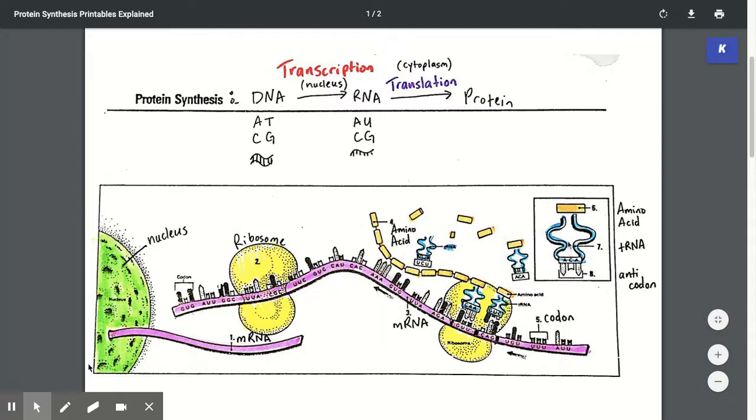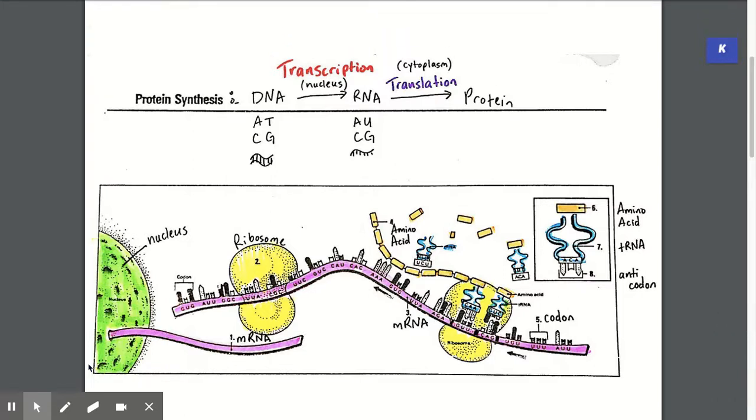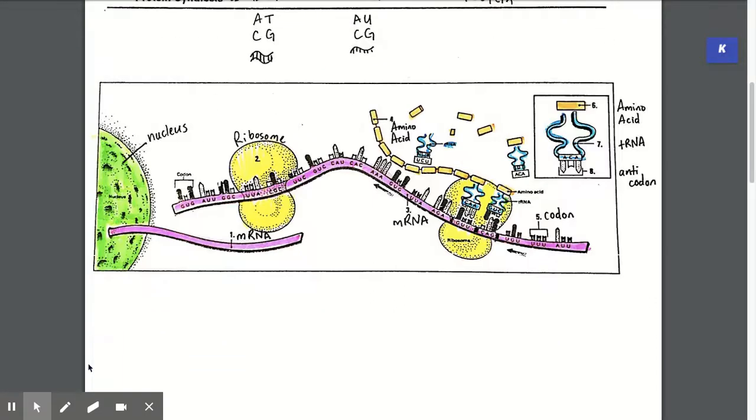The tRNA is here. And on the mRNA, there are these little groups of 3, and these little groups of 3 are called codons. So the group of 3 mRNA bases tells you what amino acid is going to be attached to the tRNA. And that's what we call reading the genetic code. And I have a video all about that.